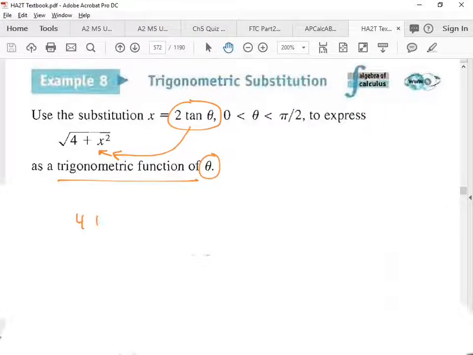We get 4 plus 2 tangent theta, and we have to square that, and it's inside of the square root. Okay, what is 2 tangent theta times 2 tangent theta? 4 tangent squared theta. So we get 4 plus 4 tangent squared theta.